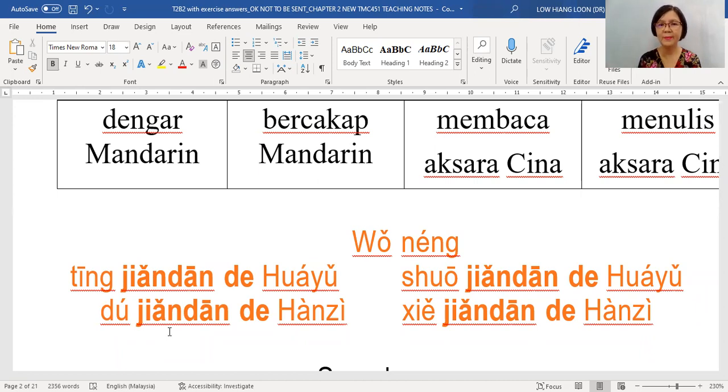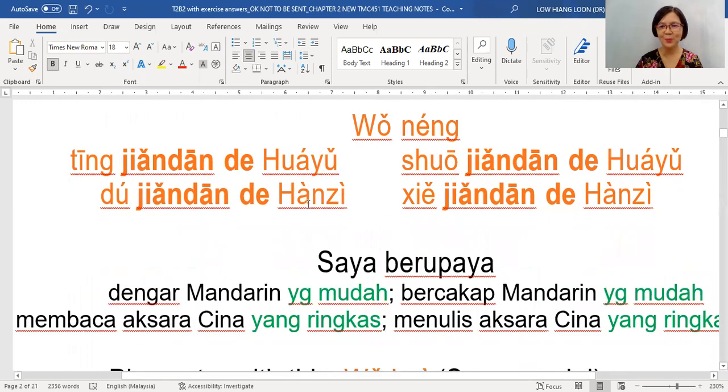我能说简单的话语. I can speak simple Mandarin. Yes. 我能读简单的汉字. I can read simple Chinese characters. Okay, finally. 我能写简单的汉字. I can write simple Chinese characters. Okay, who is helping the girl? Which boy?